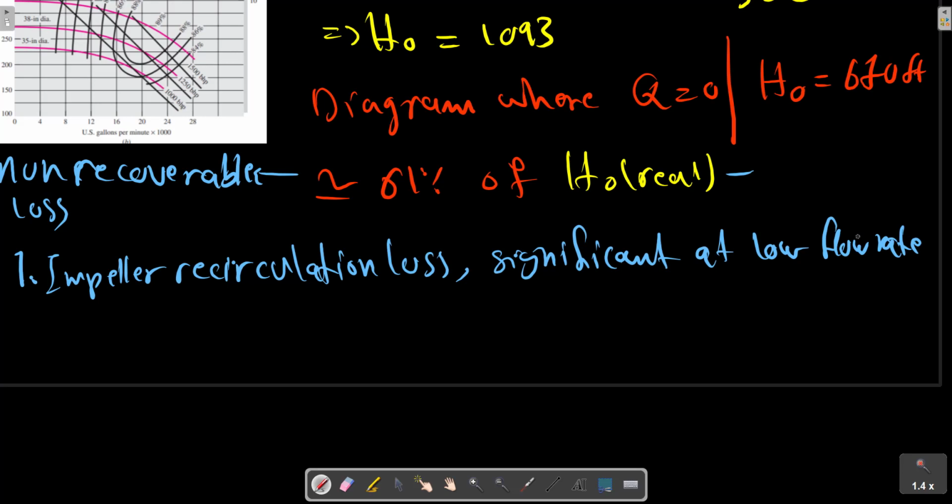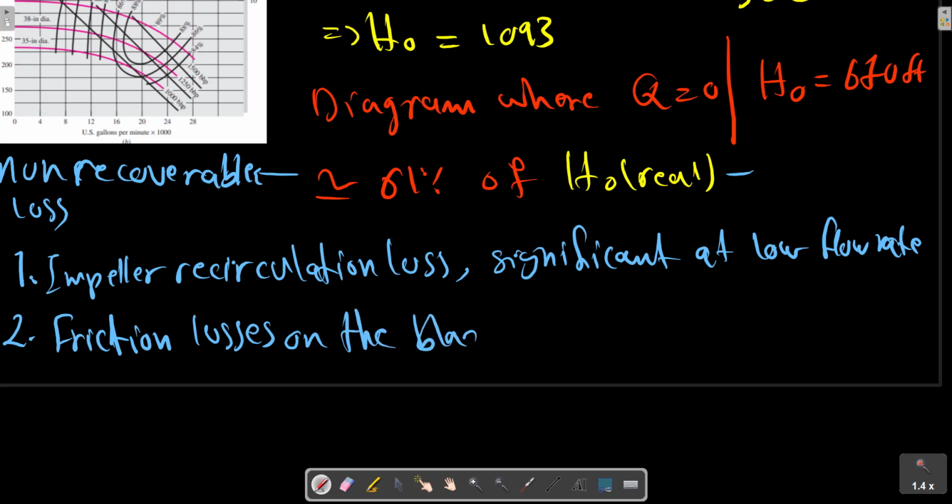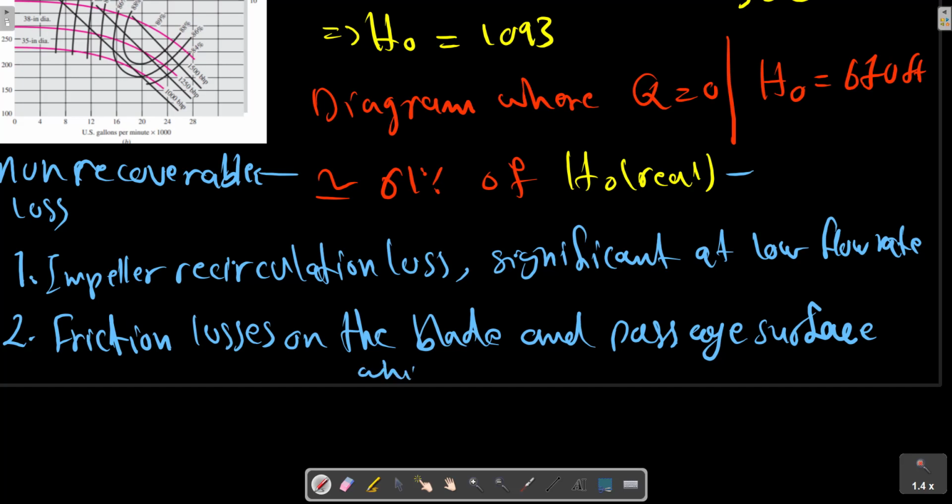Friction losses on the blade and passage surface, which increase monotonically with flow rate.